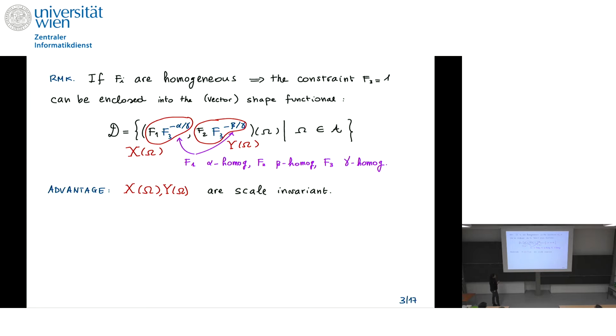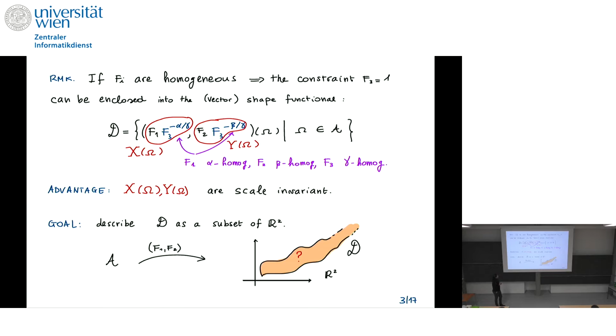The other advantage is that the two components here, which from now on I will denote by capital X of omega and capital Y of omega, are now scale invariant. This is an advantage because when you compute this pair of shape functionals on any homothetic set, you find the same value. For example, any ball in the space with any radius is associated to the same point of the diagram.